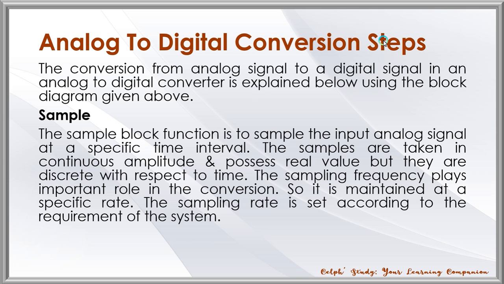The samples are taken in continuous amplitude and possess real value, but they are discrete with respect to time. As mentioned, there must be a specific time interval. For example, say you have a signal representation and you take a sample every 5 seconds. That is the representation for our signal: every 5 seconds we take a sample. So the sampling frequency plays an important role in a conversion. It is maintained at a specific rate, and the sampling rate is set according to the requirement of the system.